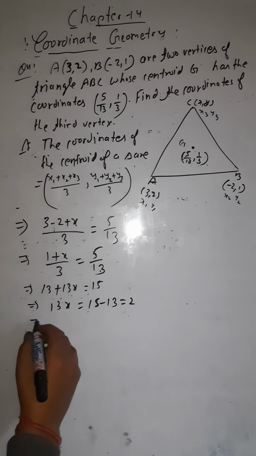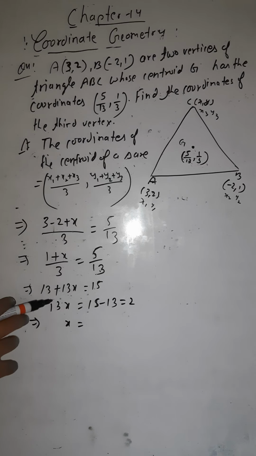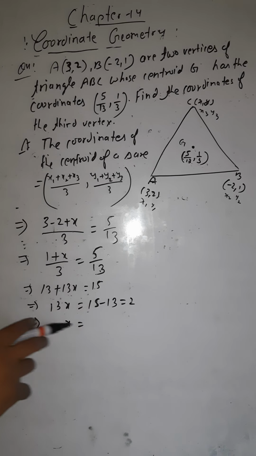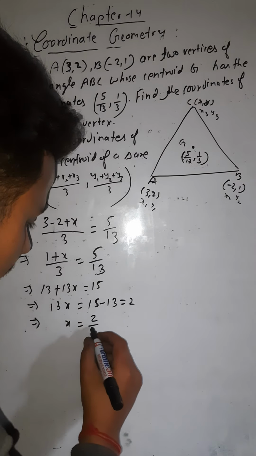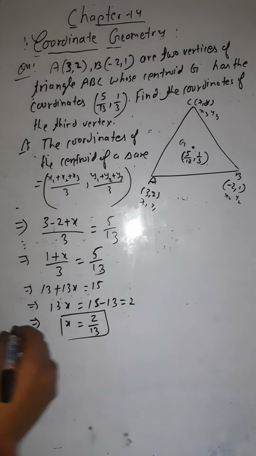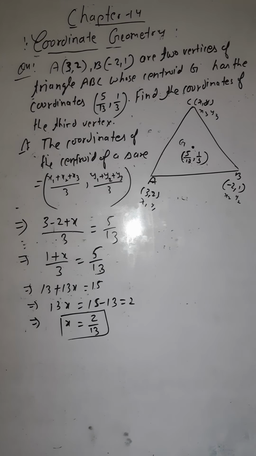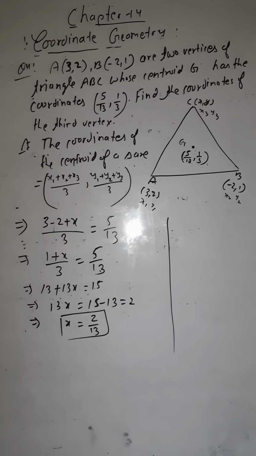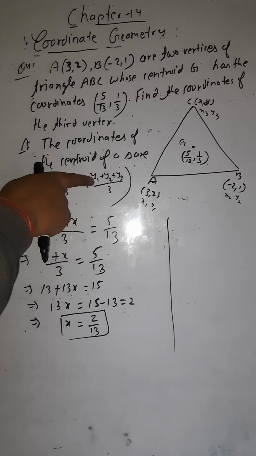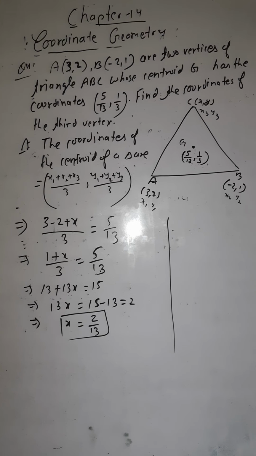13x is equal to 2. It implies what would be the value of x from here? This 13 is going to divide there now because it is multiplying. So the value of x would be equal to 2 by 13. This is the value of x. Now we would try to find out the value of y also. How? Taking the second coordinate of the centroid, because we know the second coordinate also.